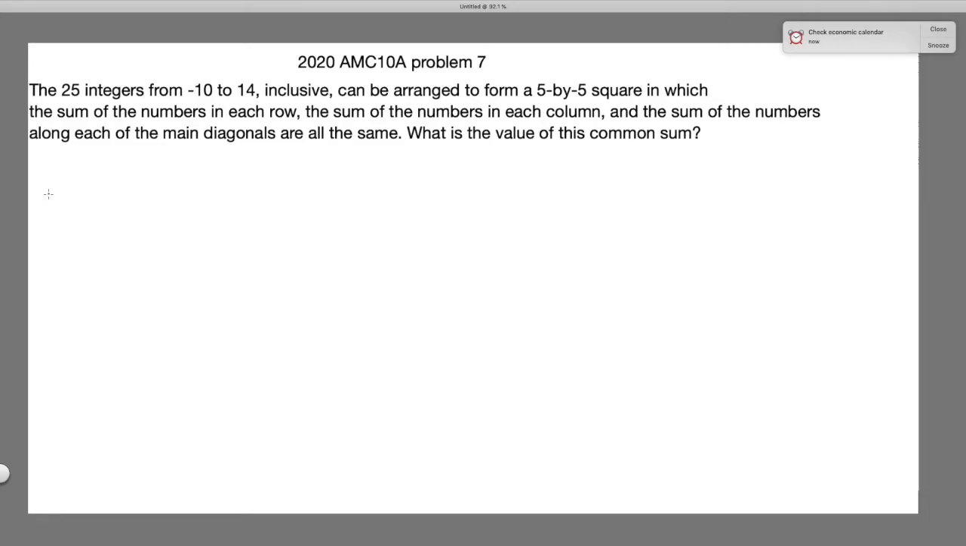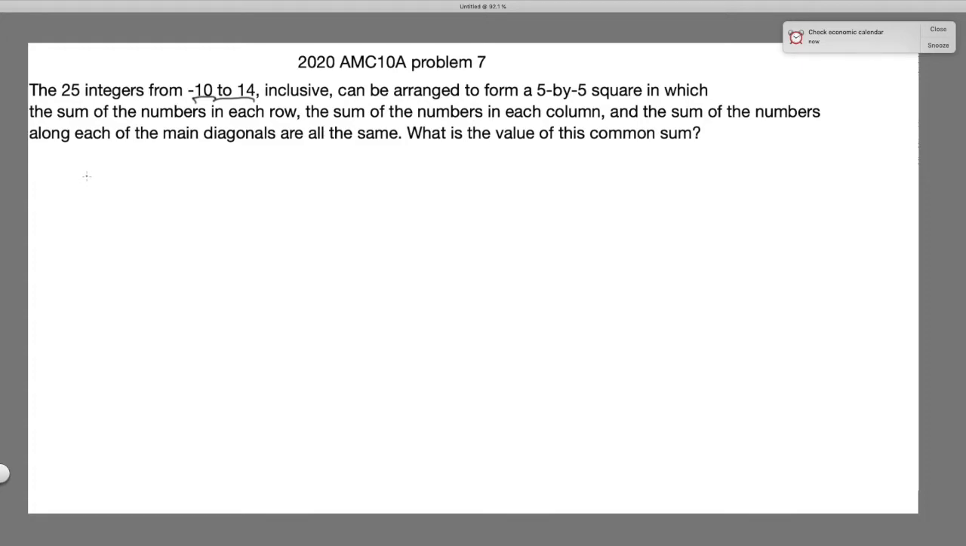Let's look at this 2020 AMC10A problem 7. The 25 integers from -10 to 14, inclusive, which means including -10 and 14, can be arranged to form a 5 by 5 square in which the sum of the numbers in each row, the sum of the numbers in each column, and the sum of the numbers along each of the main diagonals are all the same. What is the value of this common sum?